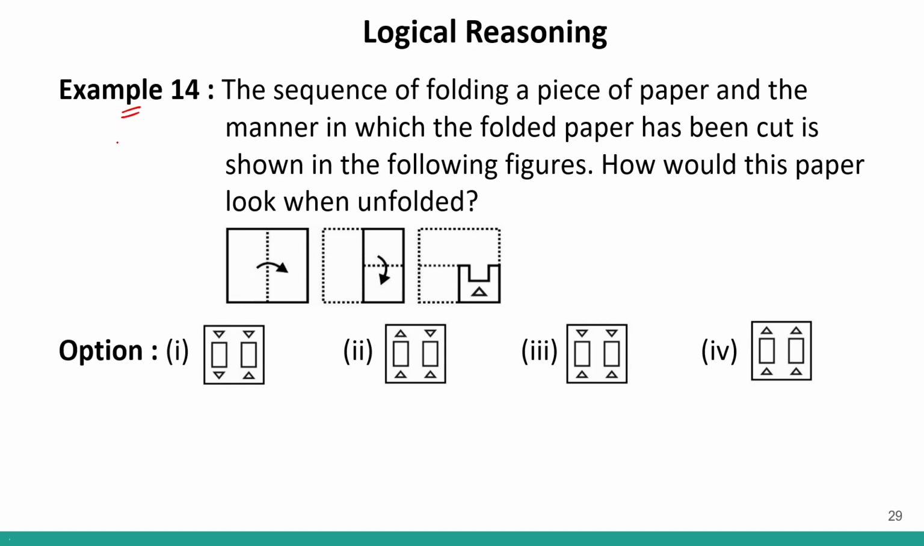Now, example number 14, paper folding and cutting. So, two things you have to keep in mind. First, how the paper is being folded. And second, you have to inverse the incisions. Now, over here, the first paper was folded half in this direction, then half in this direction. So, now the paper will be unfolded in this direction, correct?